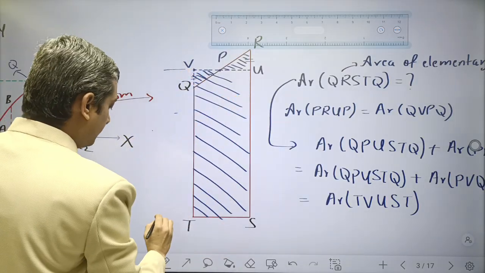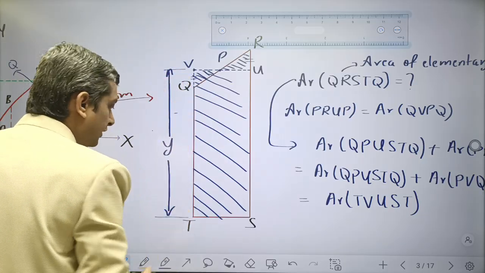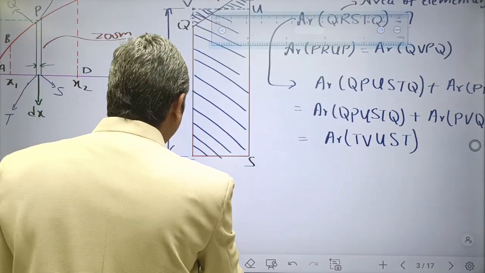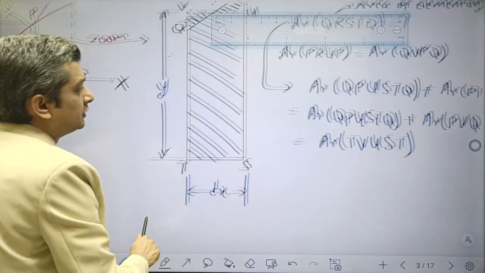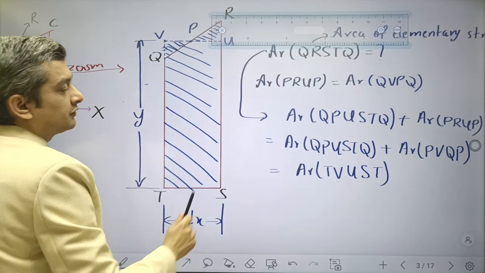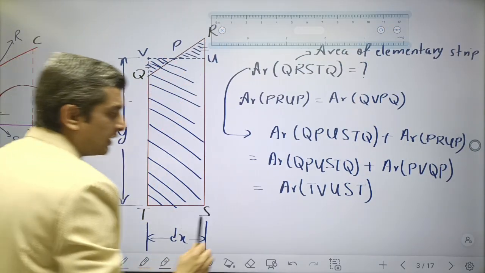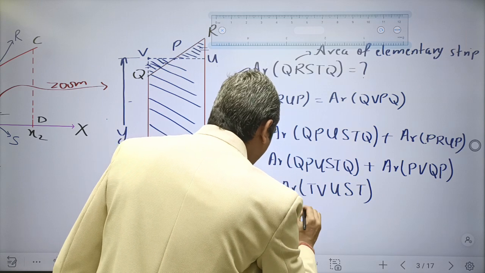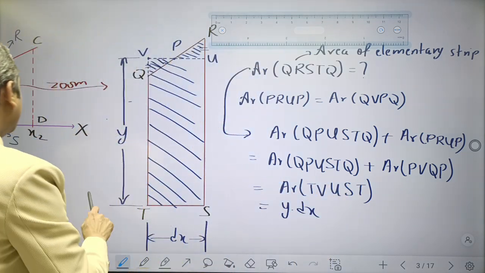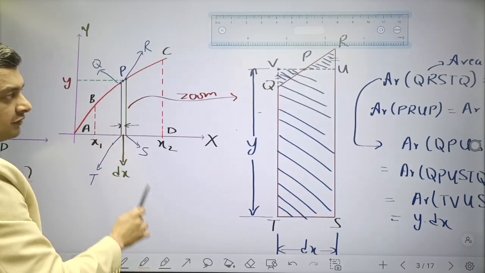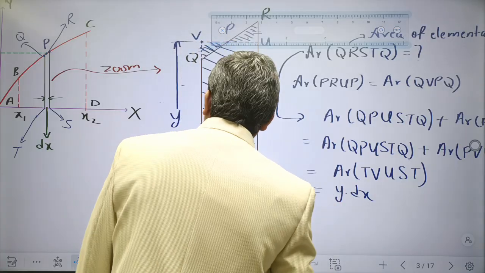So this height is given by y. This height is y, isn't it? And the width of this elementary strip, we already took it as dx. So the area of this elementary strip is given by the area of this rectangle TVUST, and its area is given by y dx. So this is step number 2. First step, we have taken the elementary strip. Second, we have found out the area of the elementary strip, that is y dx.